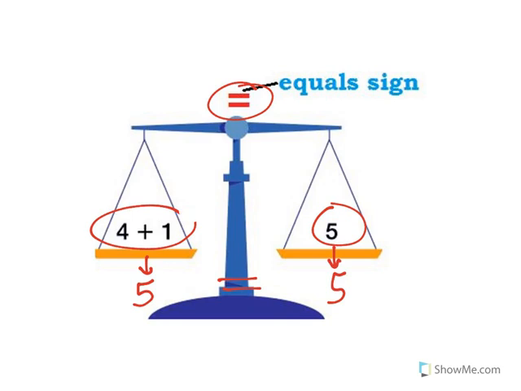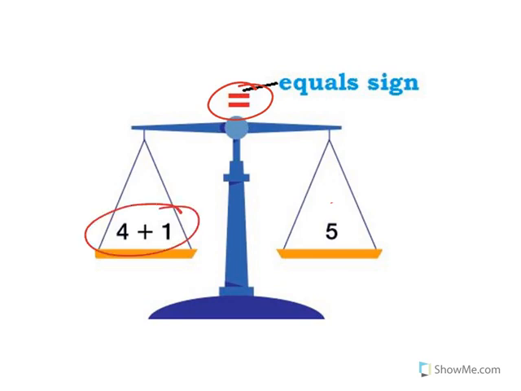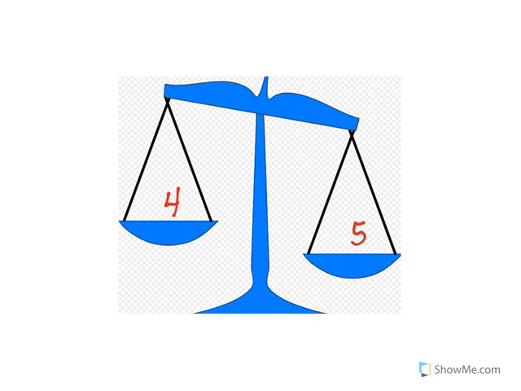Now let's say that I want to change something. Let's say that on the left side here I want to take away 1. I'm going to take away one number. If I take away 1, this is how it'll look. All of a sudden it will be uneven. It is no longer equivalent.